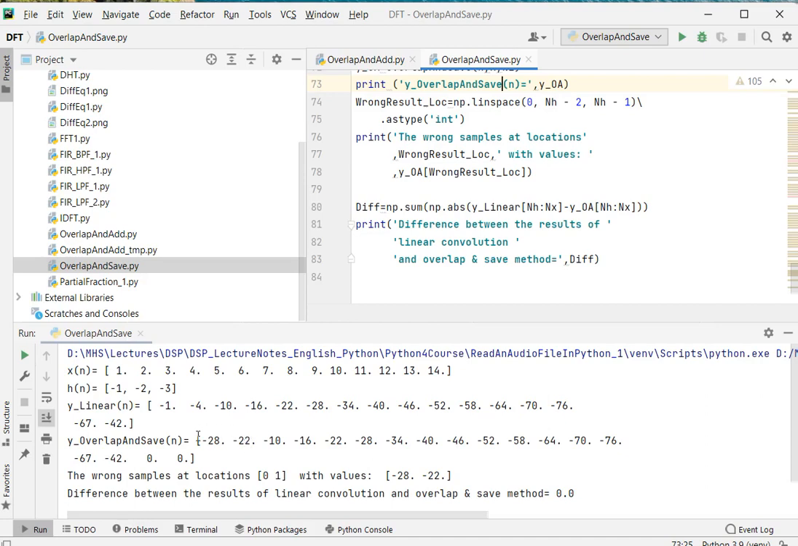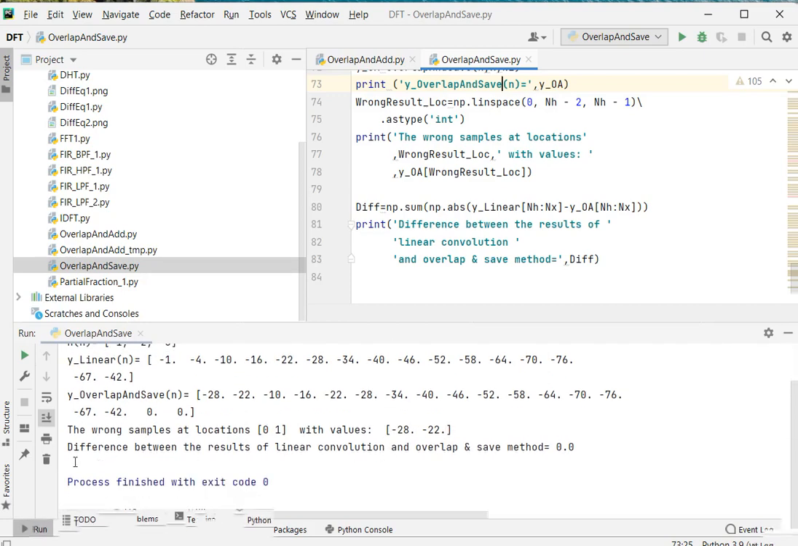Okay, these are the wrong results, and then -10. Please consider the correct results -1, -4. Instead, we'll have -28 wrong, -22 wrong, but from -10, everything has been sorted out up to n. Now, the wrong samples at locations 0 and 1, with values -28 and -22, have been reported.